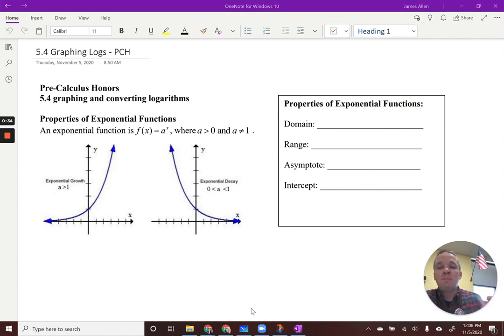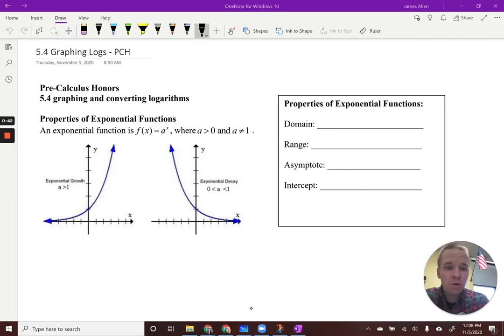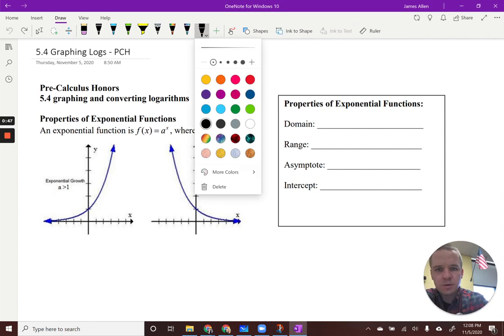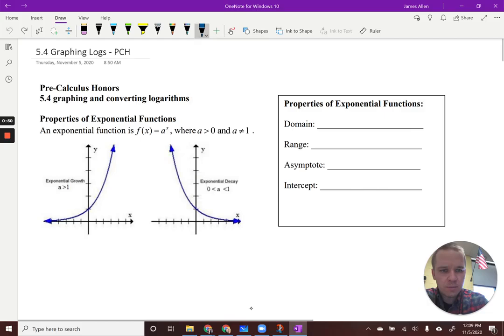Cool? So our domain of our exponential function, we're talking about like our parent function here, would be all real numbers, or we can go with negative infinity to positive infinity. And then, let's see, our range.